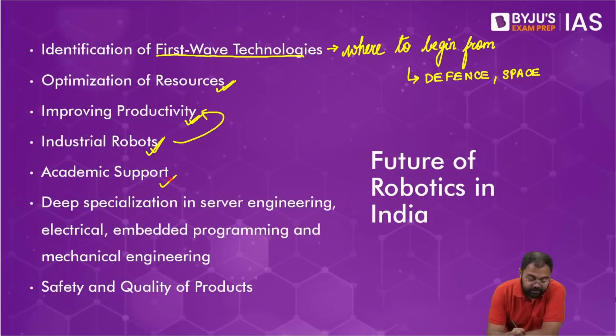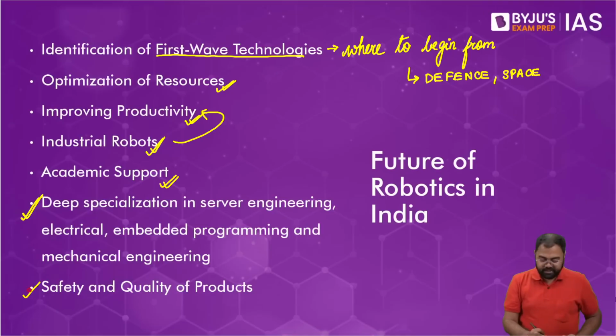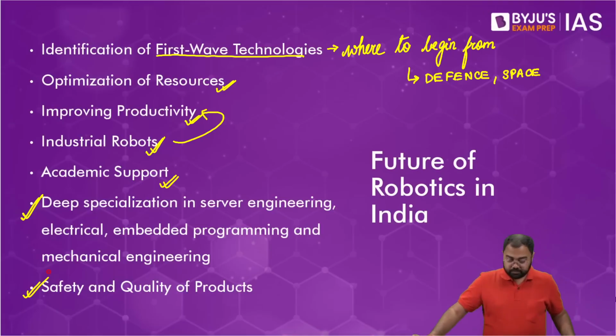Then academic support is required. We discussed that unless you are specialized, you do not really read about it. So a better specialization is needed, even for the people who are already studying robotics, they also need to learn better. They also need a deep specialization in all these fields. And then lastly, to ensure the safety and the quality of the products related to robotics, all the robots that are being manufactured. So there are all these things that we'll have to do.